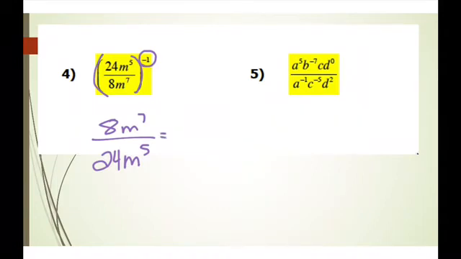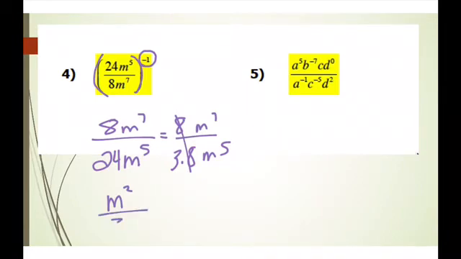Then all you need to do is simplify that. So that's 8m to the 7th over 3 times 8m to the 5th, and so my 8's will cancel. I'm left with m to the 2nd power, because I have 2 extra m's on top, over 3.